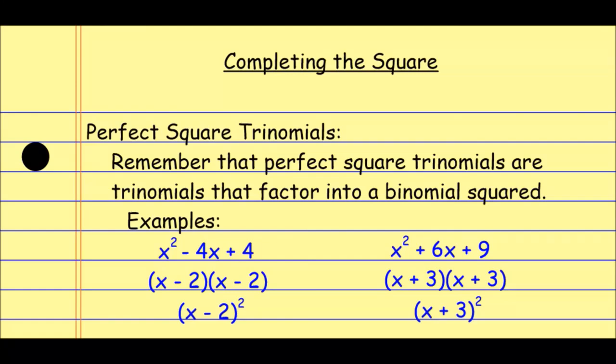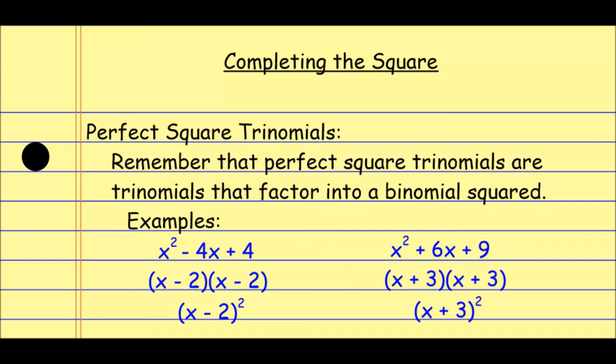Hi there, folks. Today we're looking at completing the square, really solving by completing the square. If you recall, we've talked about perfect square trinomials. This was the idea that sometimes trinomials factor into a perfect square. Perfect square trinomials are trinomials that factor into the same binomial twice, in other words, a binomial squared. These are kind of the key to solving by completing the square.